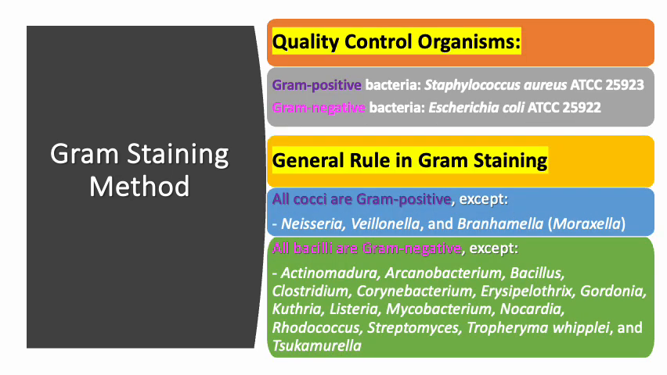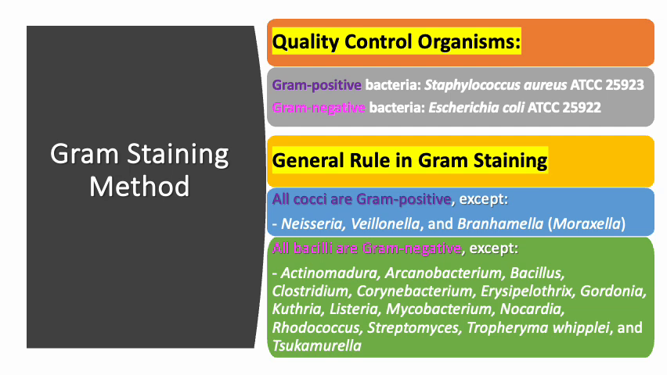Now, quality control organisms are used to assess whether your procedure is accurate in releasing a result. The quality control organisms used for gram staining are the following. For gram-positive bacteria, we use Staphylococcus aureus with an ATCC number 25923 for the gram-positive result. For gram-negative bacteria, we use Escherichia coli with an ATCC number 25922 for the gram-negative reaction.